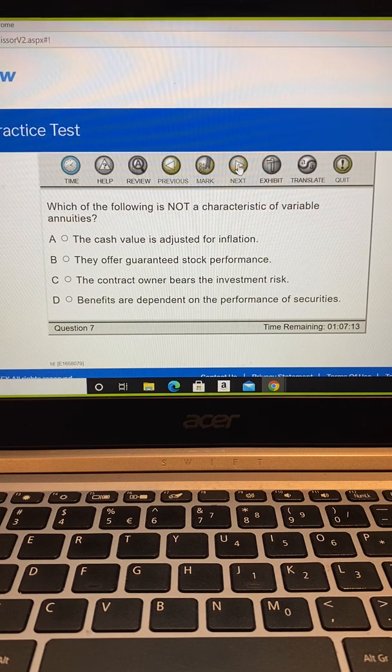Which of the following is not a characteristic of variable annuities? Value is adjusted for inflation. Guaranteed. Okay, let him answer. It is B. That's right.